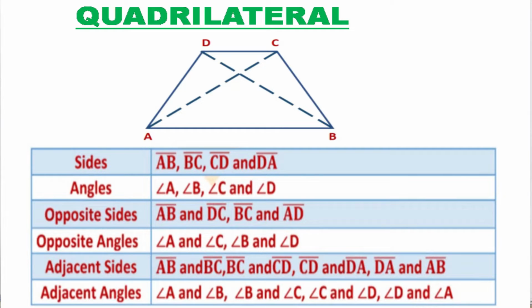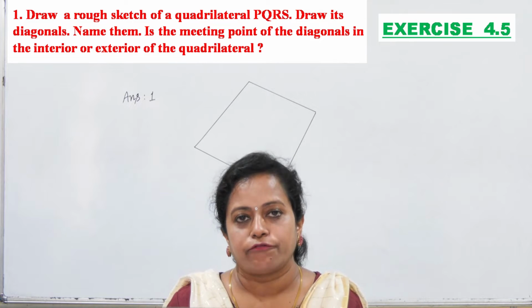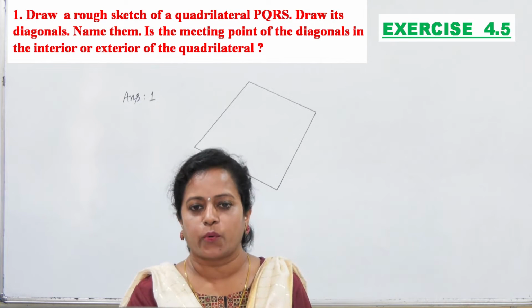And the adjacent angles, the 4 pairs will be angle A and angle B, angle B and angle C, angle C and angle D, and angle D and angle A. These are the adjacent angles of the given quadrilateral ABCD. Children, now you have understood about quadrilaterals. We can solve exercise 4.5. Let us start with the first question of exercise 4.5.